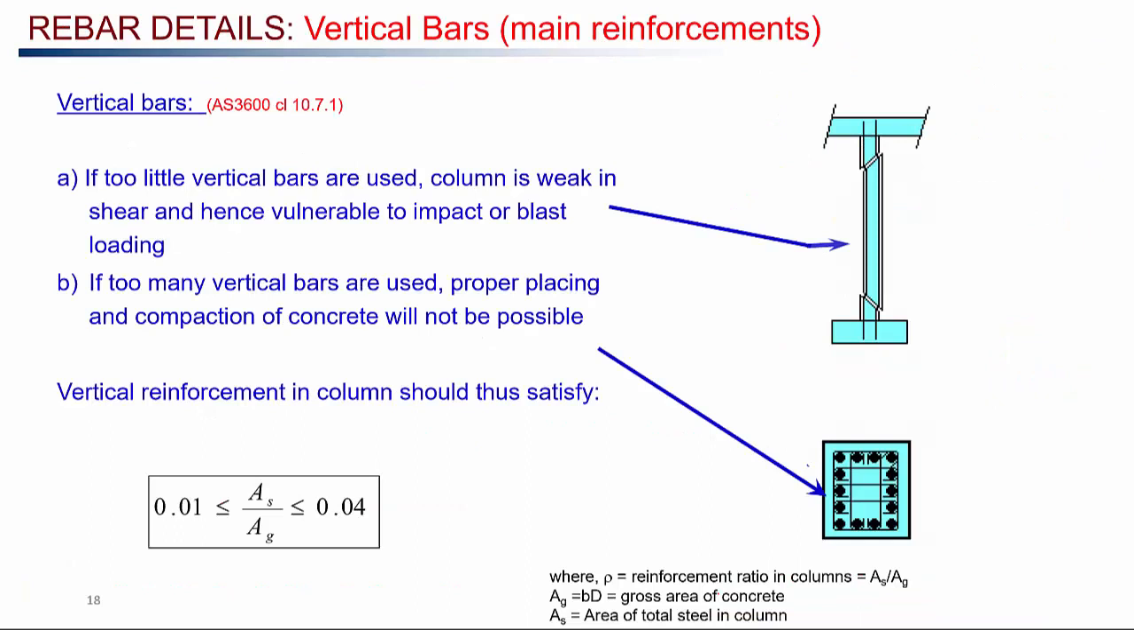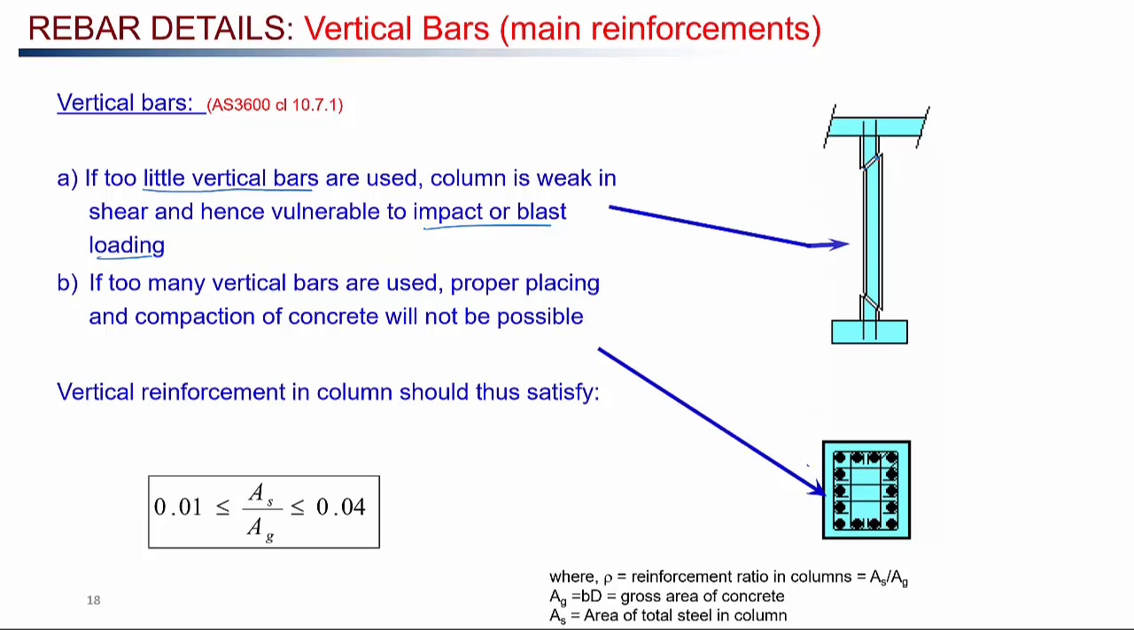Now for the vertical reinforcement for the column, if we provide too little vertical reinforcement, the column might be vulnerable when it is subjected to impact loading or blast loading. So if there is an impact load on the column, then there is a risk that the reinforcement will actually snap and the column will fail. So if we have too little reinforcement, that can be a possibility, and that can be the danger.